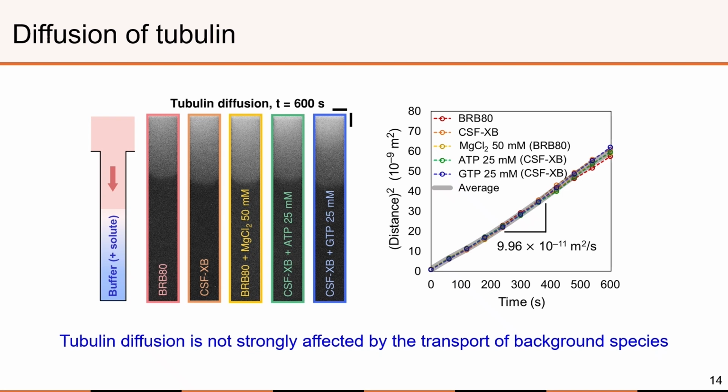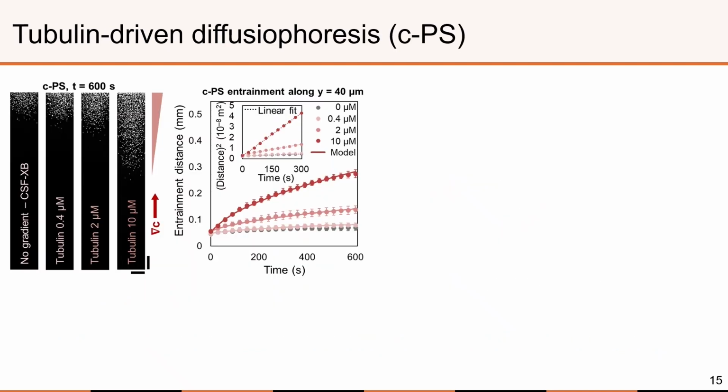The results suggest that when analyzing the tubulin gradient-driven migration of microtubules, we're allowed to consider only the diffusion of tubulin without accounting for the coupled transport of the background species. Finally, we're almost set to better understand the details about tubulin-driven transport of microtubules. Before returning to the microtubule results, we conducted a set of experiments with polystyrene particles under micromolar gradients of soluble tubulin. Analogous to the microtubules, polystyrene particles migrated down the tubulin gradients.